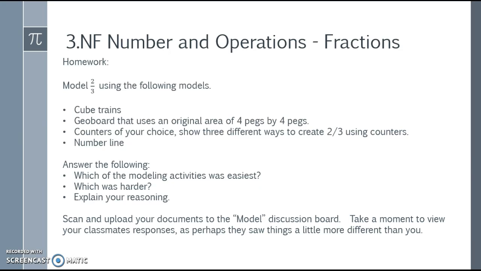Then answer the following. Which of the modeling activities was easiest? Which was hardest? And explain your reasoning. Scan and upload your documents to the model discussion board. Take a moment to view your classmates' responses as perhaps they saw things a little differently than you.